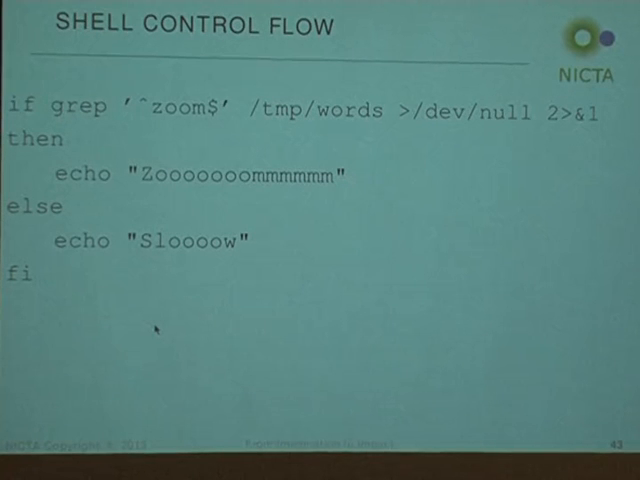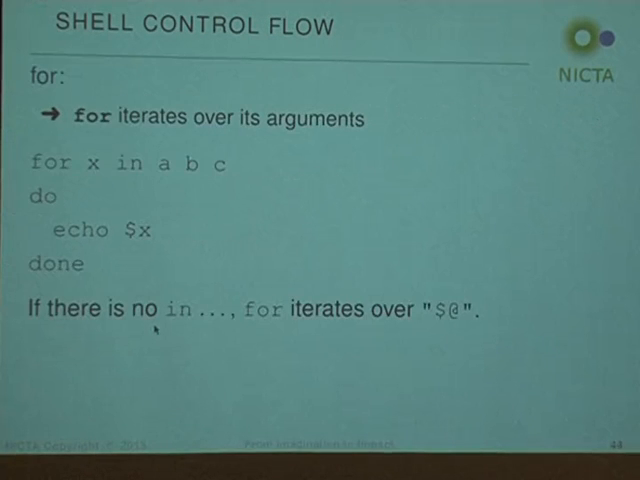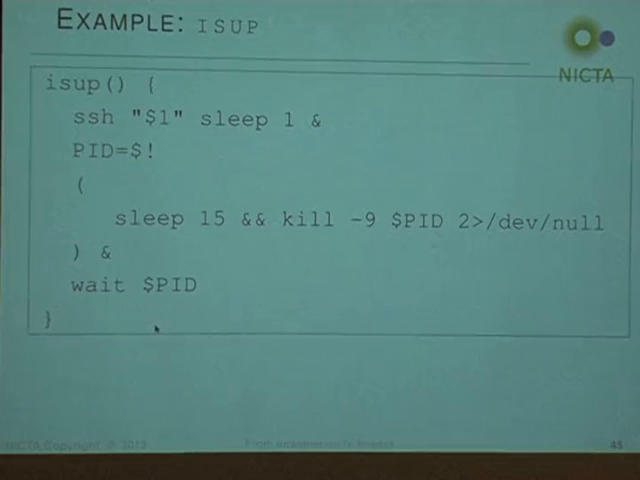So, yeah, so that's good. For iterates over its arguments, we've already done it. We've seen the for iterating over $@, which is all the arguments of the shell. And we've seen it that way too, so I'm not going to go into it anymore.